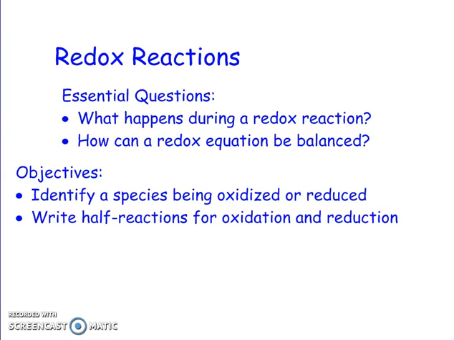In this unit, we are going to be studying redox reactions. Our essential questions are what happens during a redox reaction and how can a redox equation be balanced. By the end of this video, you should be able to identify a species, meaning an atom or an ion, being oxidized or reduced, and write the half reactions for oxidation and reduction.